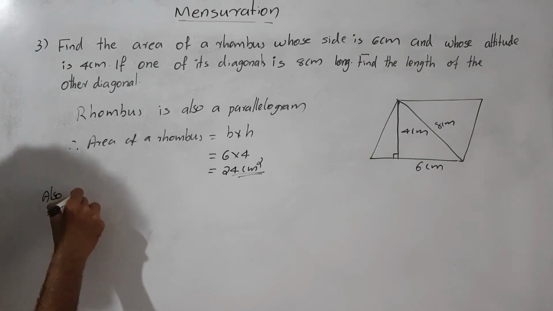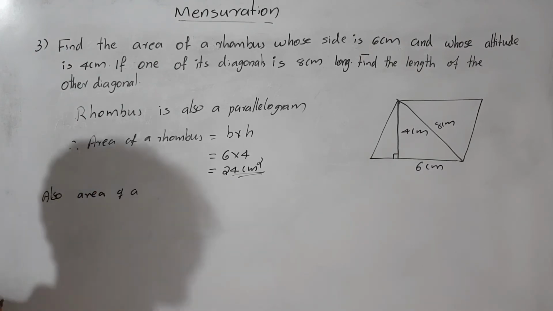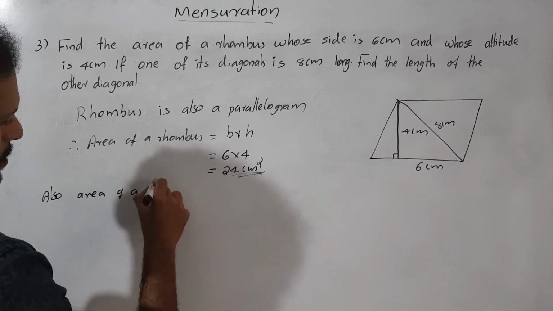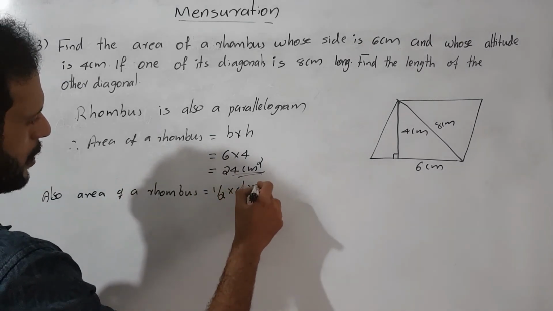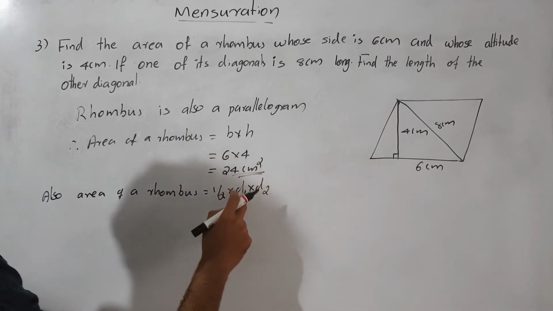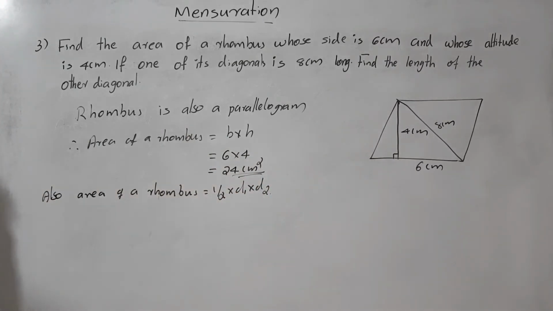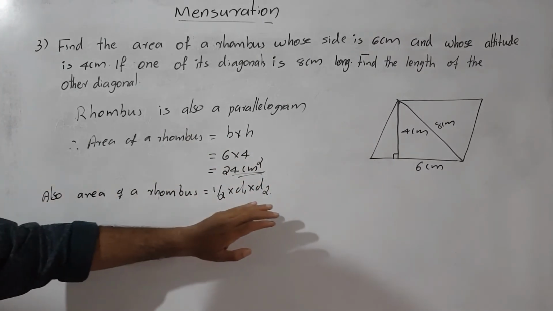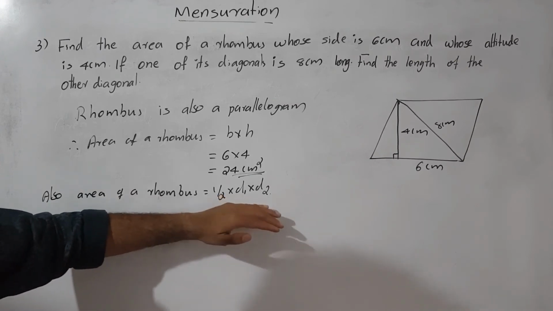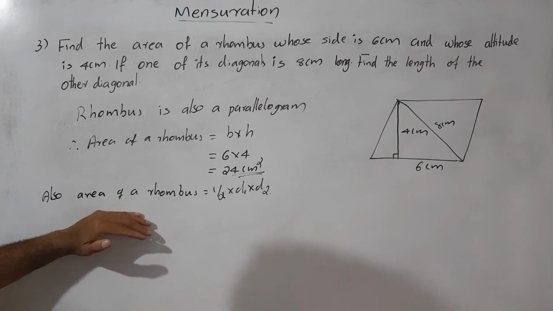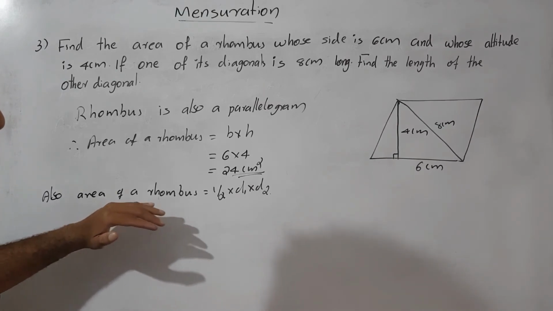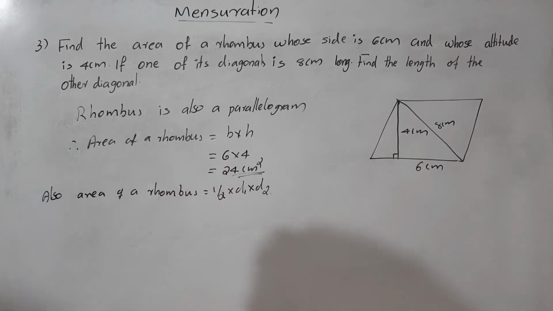Also, area of a rhombus is equal to half into D1 into D2. We don't know the value of D2. Here we find out the value of D2. Okay, then if we use this equation also, what do we get? The area of a rhombus remains the same. What is that? It is 24.